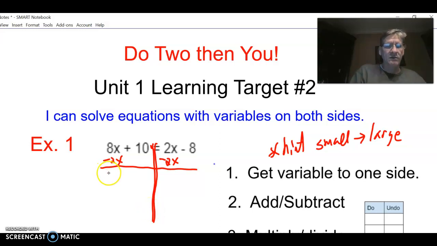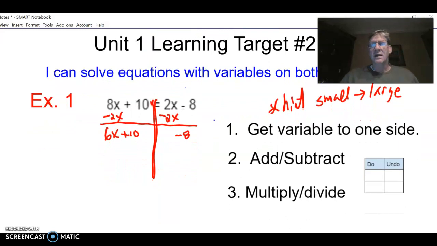And so that gives me 6x plus 10. Just drop everything down. And now we're back to our two-step equation. Okay. Now in the worksheets or practice sheets, I should call them, you see this little box.